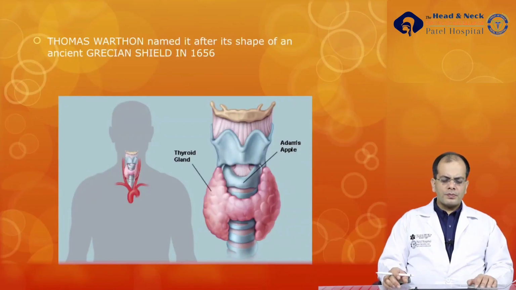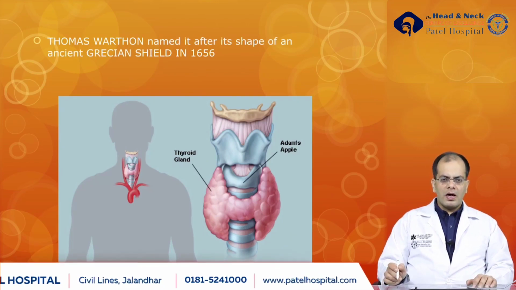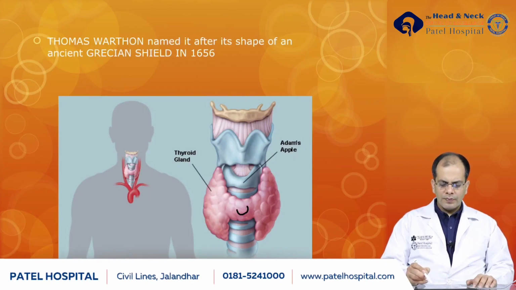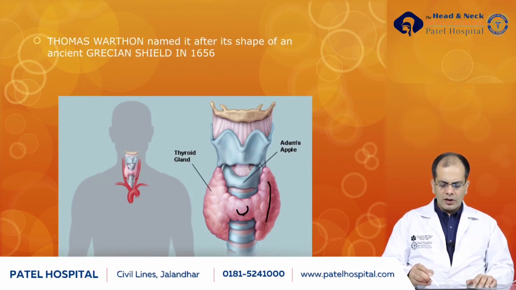So, the thyroid was named after an ancient Grecian shield. Thomas Wharton named it. As you can see, this is fairly basic, but you'll be able to see that there is an isthmus over here. You can see the left lobe, the right lobe.